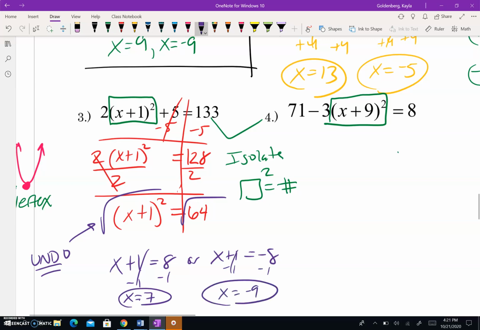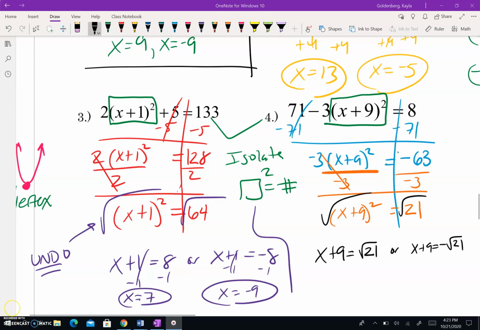And if I were to plug 7 back in, 7 plus 1 is 8, 8 squared is 64, and then 64 doubled is 128, added to 5, and that gives you 133. Same thing should work for negative 9: it becomes a negative 8 when you plug it into negative 9 plus 1, and then that negative number squared is a positive. So why don't you try number 4 on your own? Pause the video and try it, and unpause when you're ready to check.